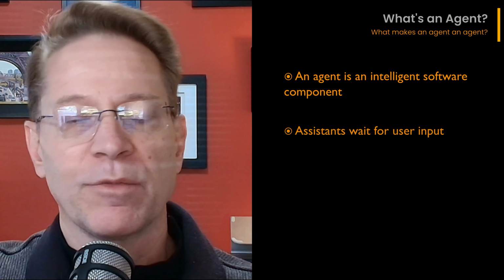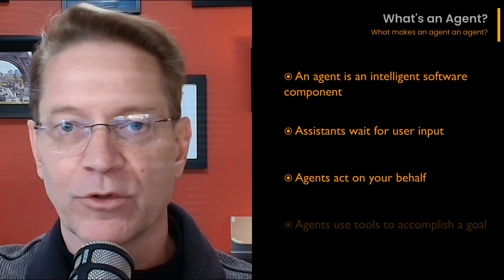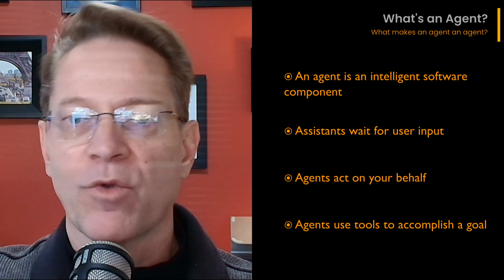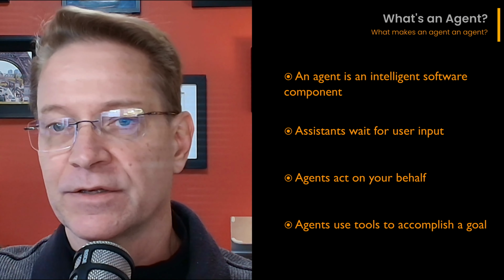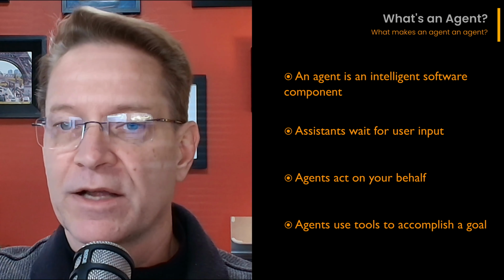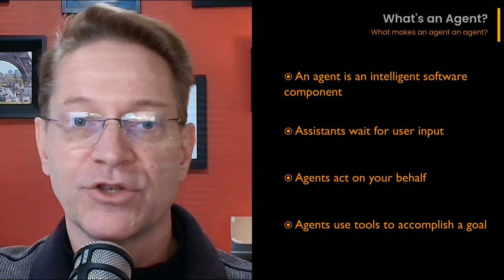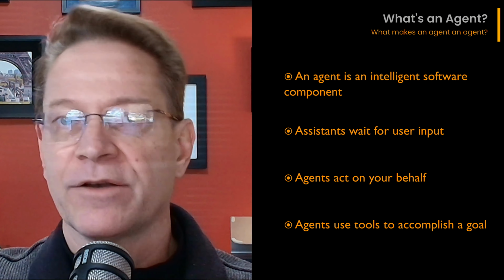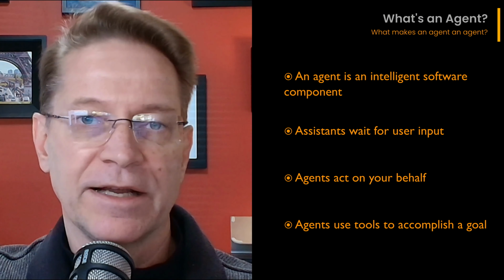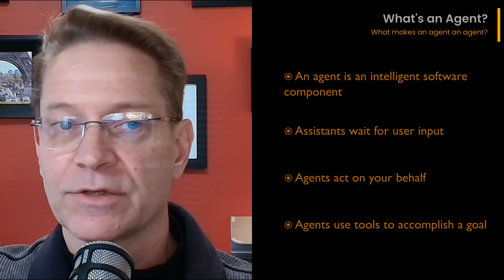An agent is an intelligent software entity that can understand goals, plan actions, and use tools to accomplish those goals. What sets an agent apart from a simple chatbot or assistant is autonomy. Assistants respond to you, they wait for input. Agents act on your behalf. They can plan, reason, and use external tools like databases, APIs, or document stores to get things done. As with many agent frameworks, in Azure AI Foundry, every agent is powered by an LLM, the reasoning engine that helps it decide what to do next.